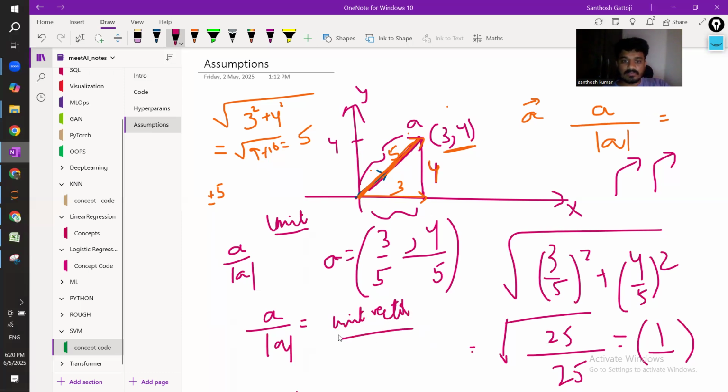This is the unit vector for only A, that means only in this direction. For some other vector it will be different. When you say unit vector, the magnitude is 1, and the direction we don't know. But because we are using the same A, the direction will also be the direction of A, but the magnitude is only 1. For A, the magnitude is 5.